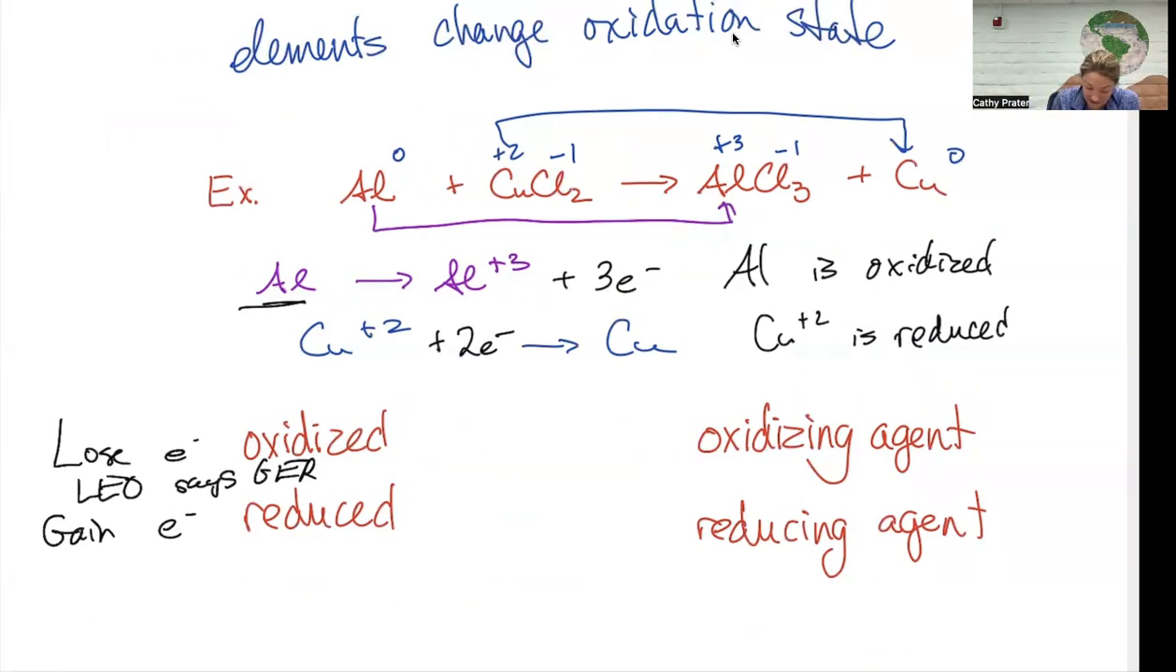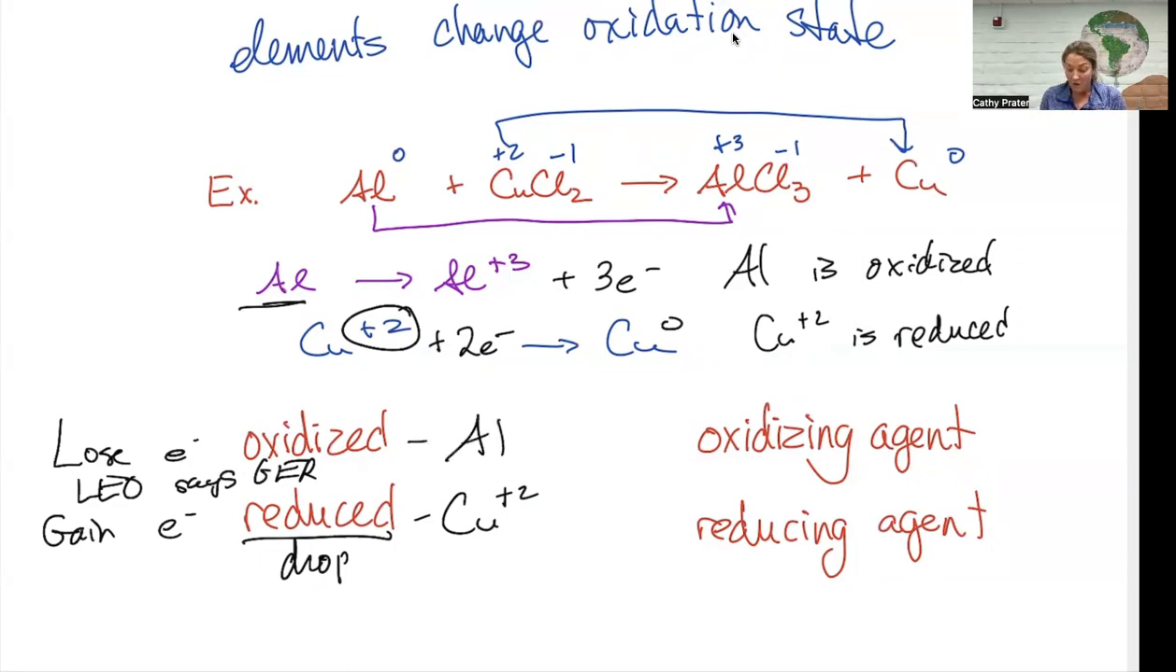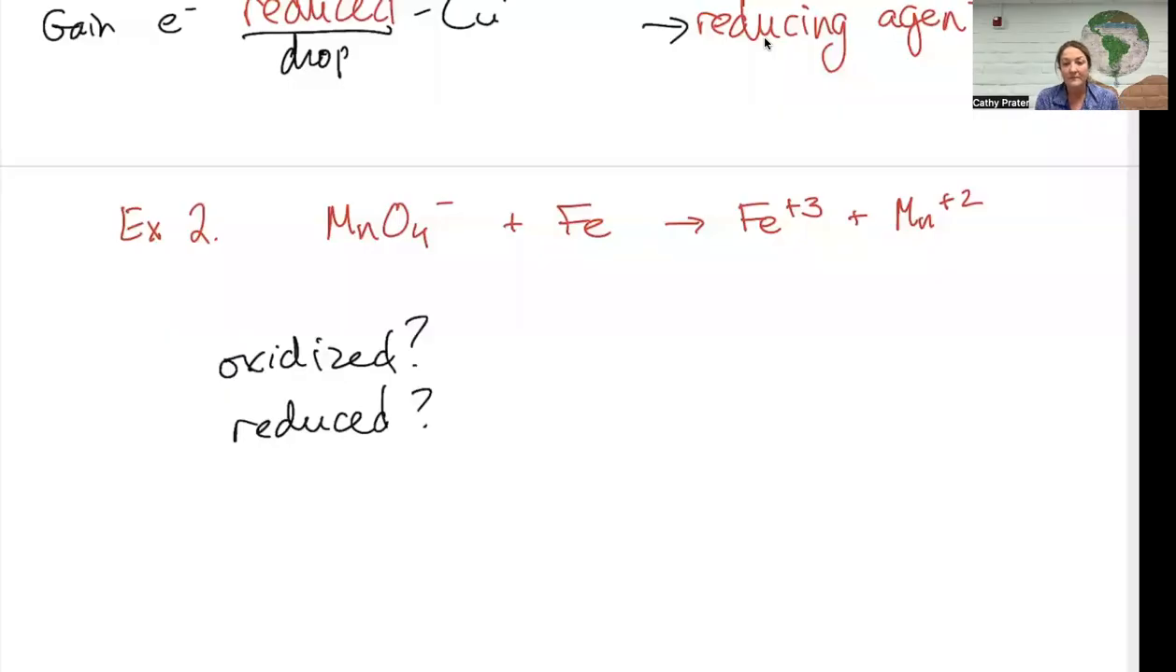I think of it literally, what does reduce mean? Reduce means to drop. Copper dropped from +2 to 0. That is a literal reduction in number. So for this reaction, copper was reduced. It went down in charge. The one that goes up in charge is the one that's oxidized. These terms here are ones I'm going to come back to in a minute. Okay, let's take a look at our next example.